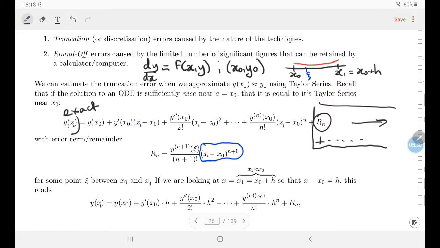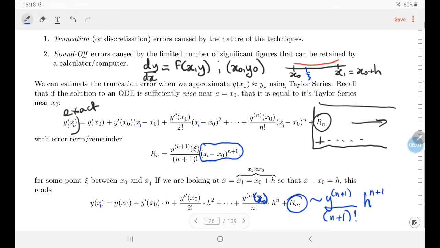Here you've got the step size times the slope at the previous point, and then you can add way more of them if you want to get it more accurate, and the remainder term. So this actually shows, so the remainder term is roughly the n plus 1 derivative evaluated at some point over n plus 1 factorial, which gets bigger as n gets bigger, times h to the n plus 1.